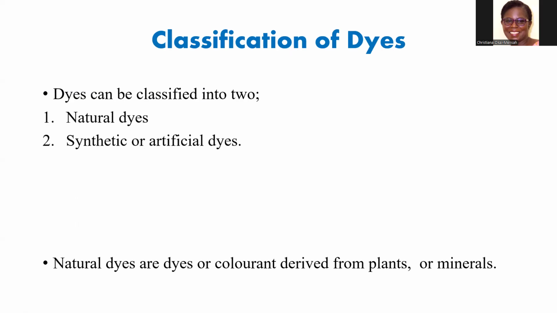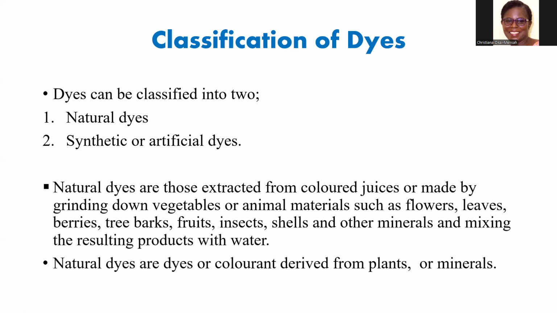So the classification of the dyes. The dyes are classified into two main groups. We have the natural dyes, we have the synthetic or artificial dyes. In other words, man-made dye. Okay, so the natural dyes are those extracted from colored juices or made by grinding down vegetables or animal materials such as flowers, leaves, berries, tree barks, fruits, insects, shells, and other minerals, and mixing the resulting product with water to get your dye.